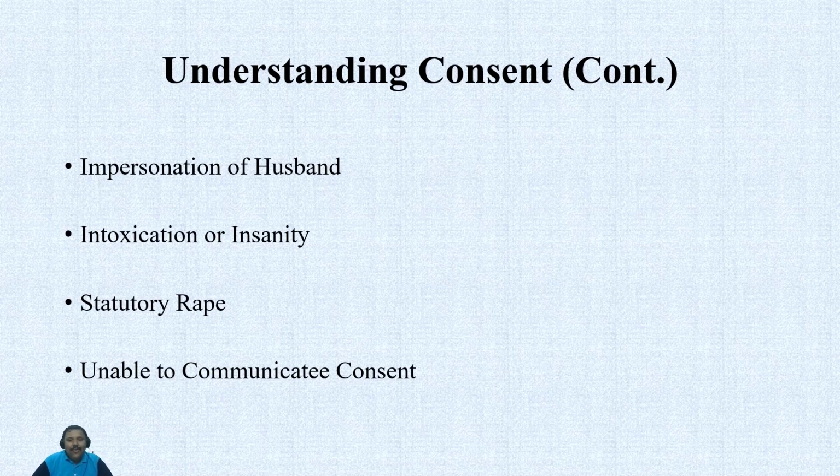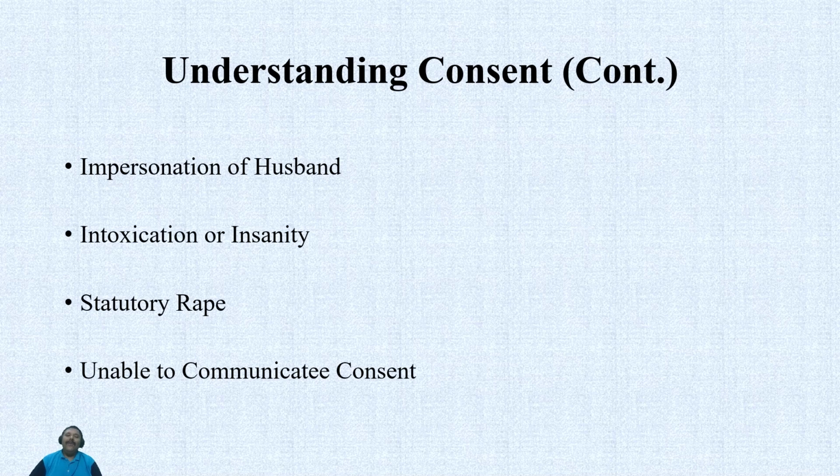Third is unable to communicate consent. Ignore the spelling mistake, but unable to communicate consent means that if a woman, because of some problem, is unable to communicate consent, meaning she is not in a position to. Suppose a woman is asleep, and she is neither intoxicated nor insane, but obviously, if she is asleep, she is unable to communicate consent. In those cases, the sexual act done with her will be considered rape.